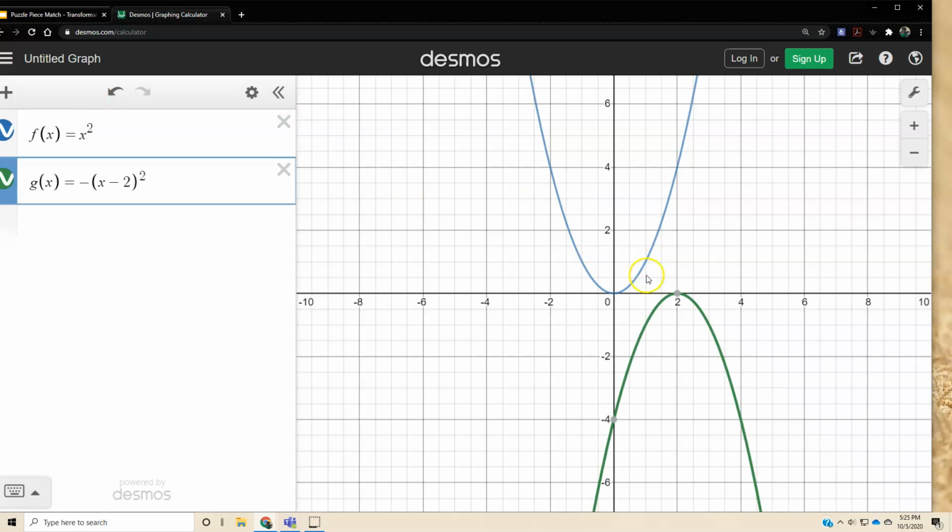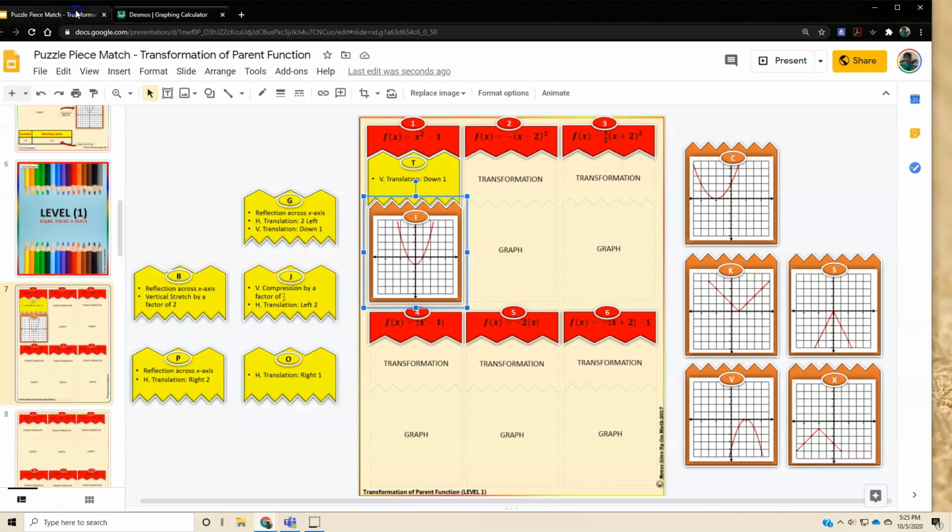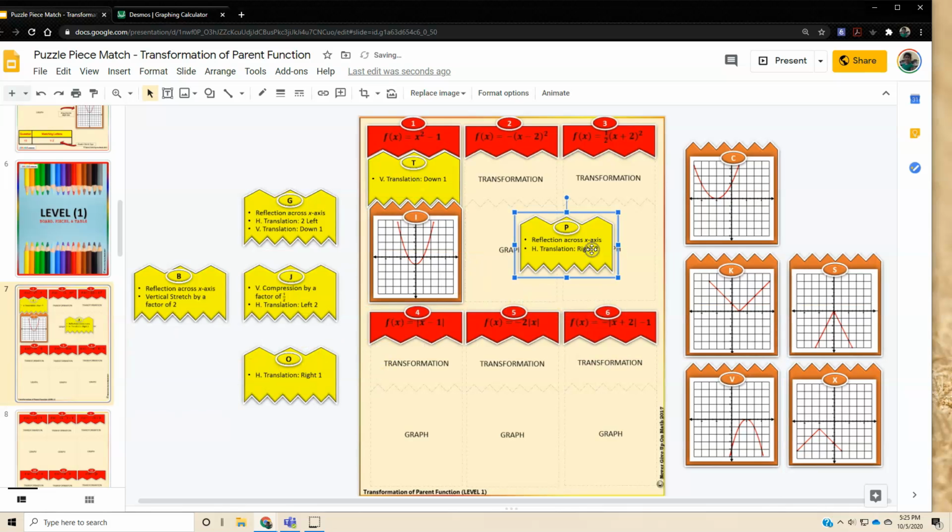And you notice that the blue is the parent function, the green is the new function. This negative is going to reflect it. So if I take it away, you notice that it's in the same direction as the parent function. Once I add the negative, it does a reflection. That minus 2 is going to shift it to the right. So therefore, we're going to look for reflection over x-axis, and then shift right 2 units.